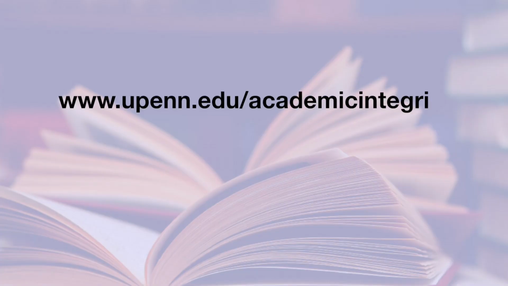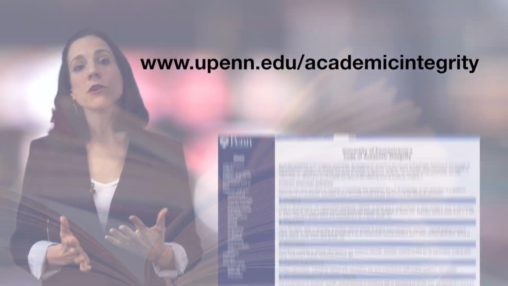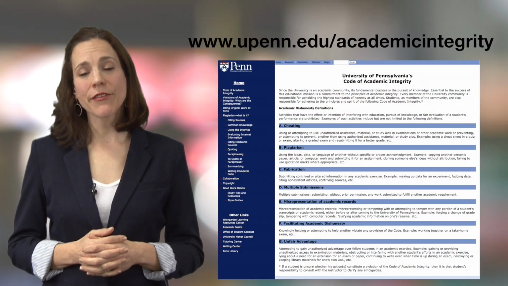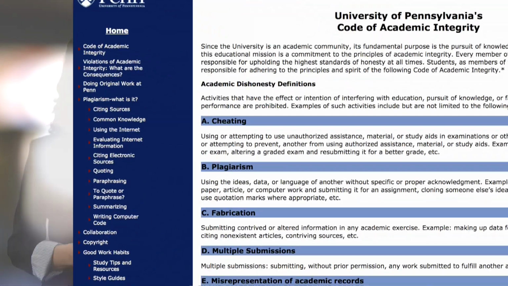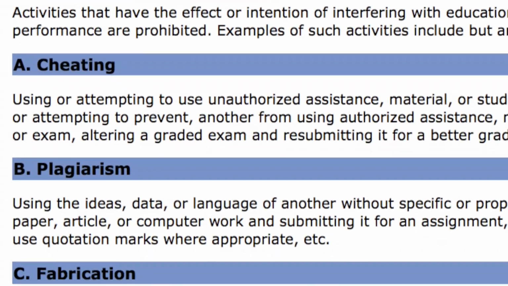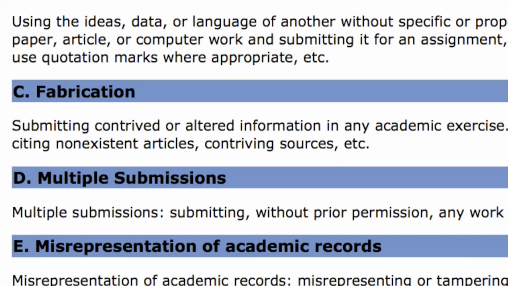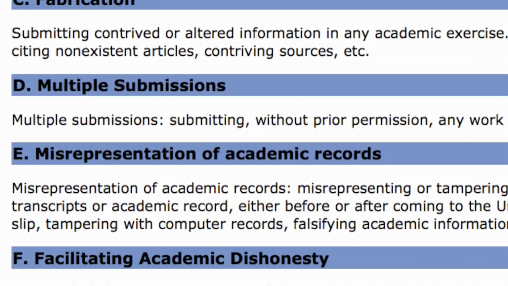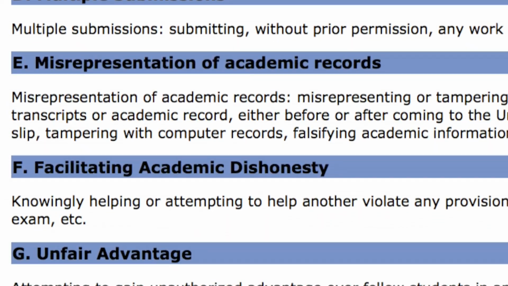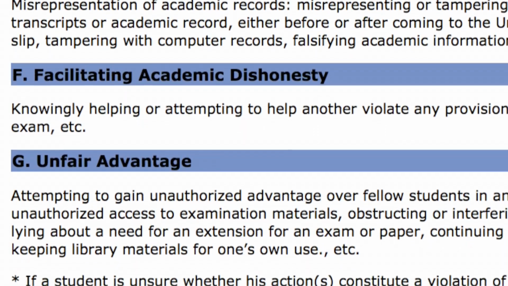To start, let's go to the source, the University of Pennsylvania's Code of Academic Integrity. As a student, it will be important for you to know this link. Here you will see that the Code of Academic Integrity outlines 7 key elements, including cheating, plagiarism, fabrication, multiple submission, misrepresentation of academic records, facilitating academic dishonesty, and unfair advantage.